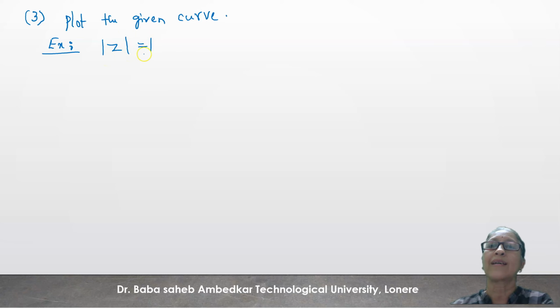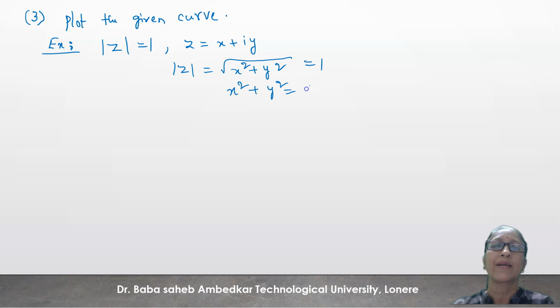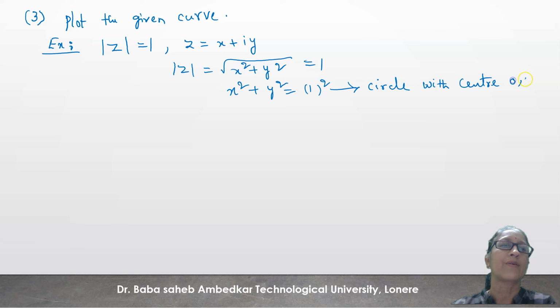How? Here what is z? z equal to x plus iy. Then mod z equal to square root of x square plus y square. Here what is given? Mod z equal to 1. Now squaring on both sides, we get x square plus y square equal to 1 square. You know this equation. Such an equation is the equation of a circle, with center at the origin and radius 1.